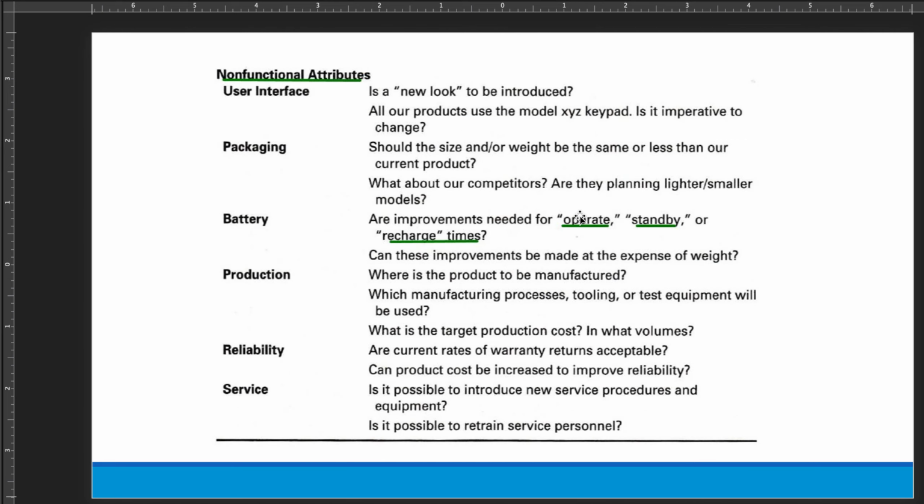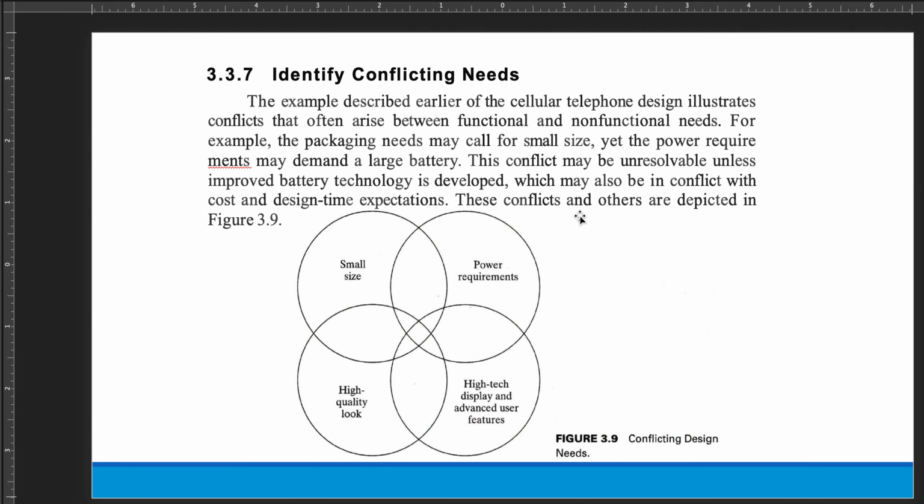Non-functional attributes include things like user interface, packaging, battery, production, reliability, and service. Those are all important things, but they're really not functional. They're just something that needs to be done. Now, this example with the functional attributes and the non-functional attributes, we're going to explore on several of the next slides, looking at how to weigh these factors in certain ways.